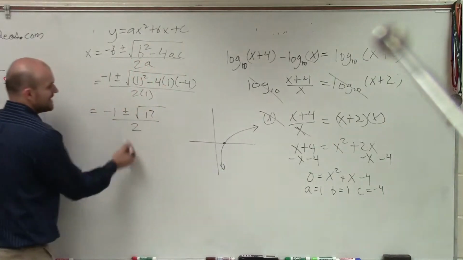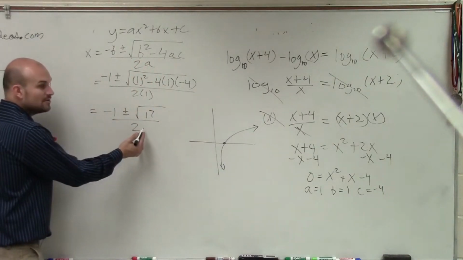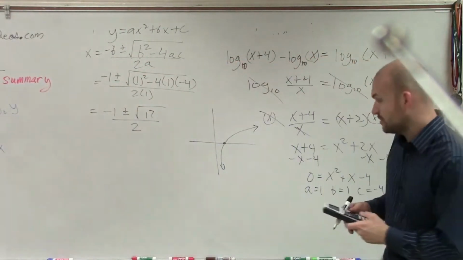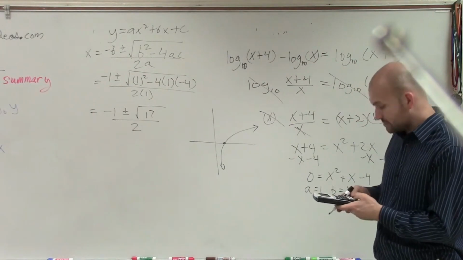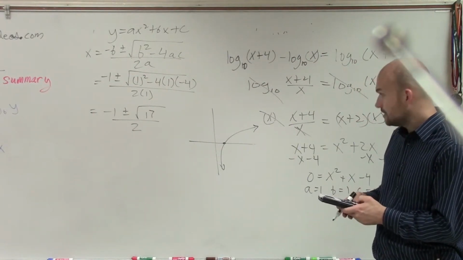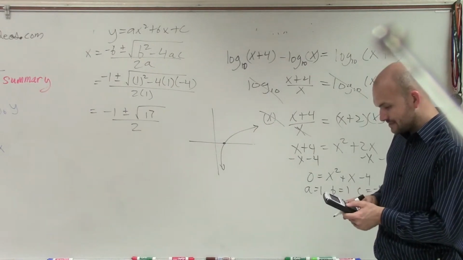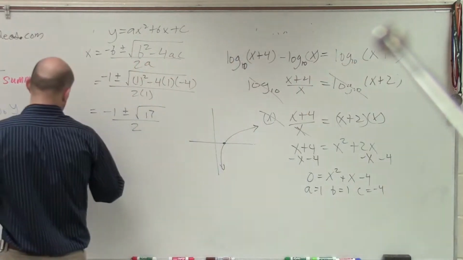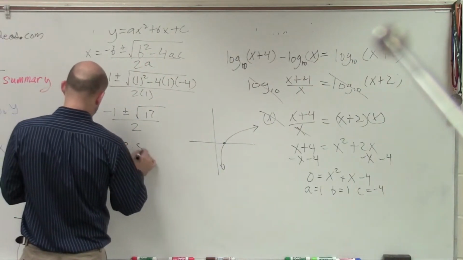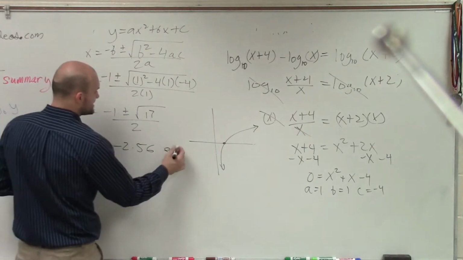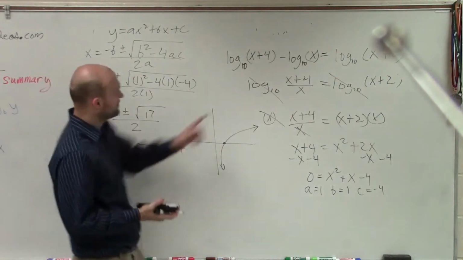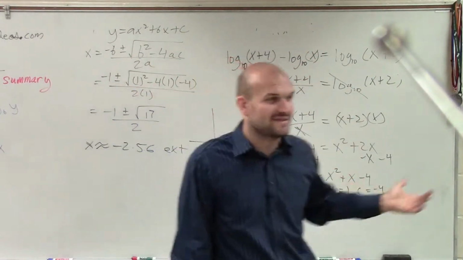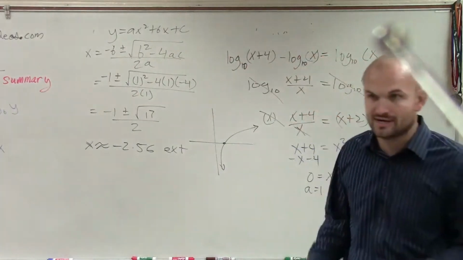So if I have a negative answer out of here, which I am going to, that answer is going to be extraneous, meaning it's not going to be a part of my domain. So to figure that out, I take the square root of 17, and I do -1 minus that answer, and then divide it by 2. And what I have is x is approximately -2.56. Well, that answer, ladies and gentlemen, is extraneous. Because if I put that answer in for that, and I try to evaluate what is the log base 10 of -2.56, that's not going to work. It's going to be extraneous.